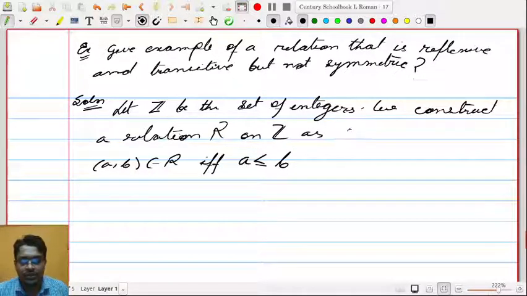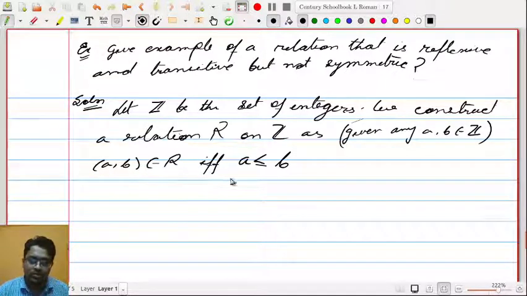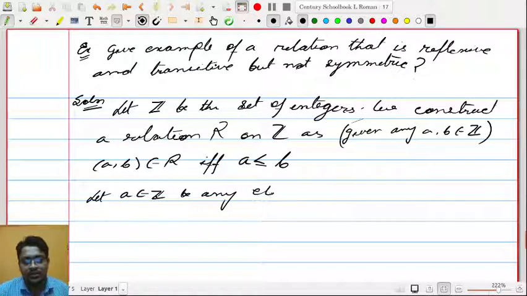So given any a, b belongs to Z, a and b are elements inside Z, (a, b) will belong to the relation if and only if a is less than or equal to b. So is this a symmetric relation? Why? To check, let us start with an arbitrary element. Let a belong to Z, be any element.